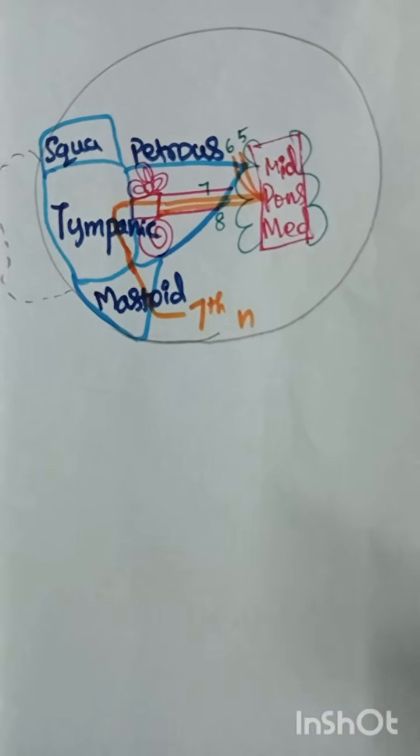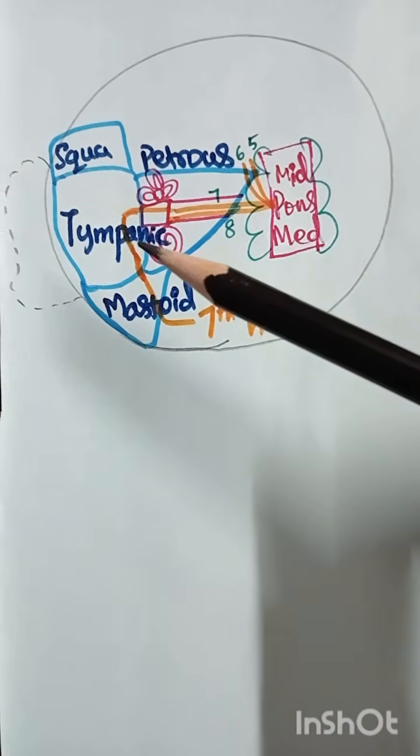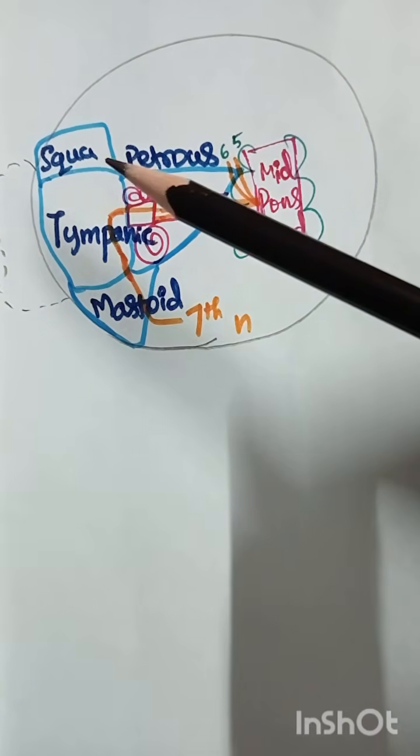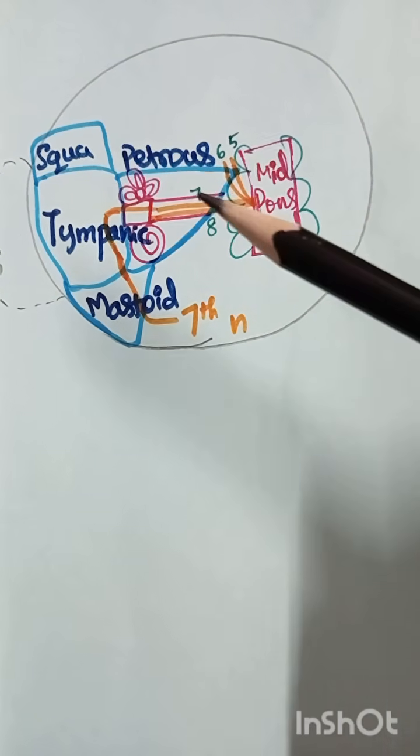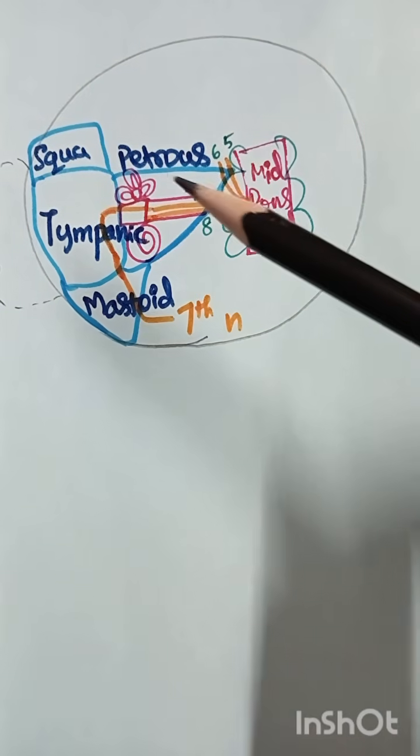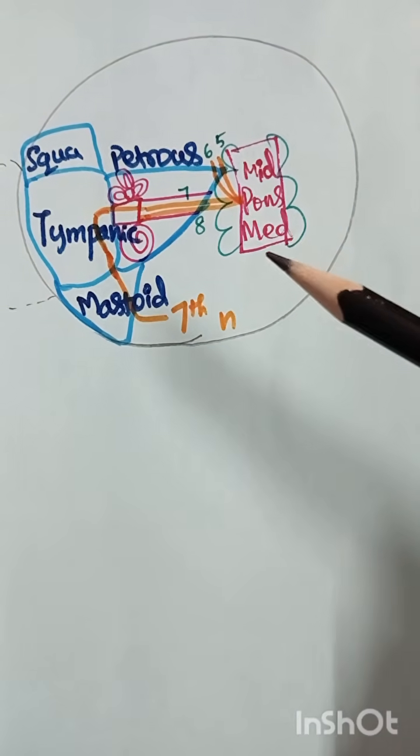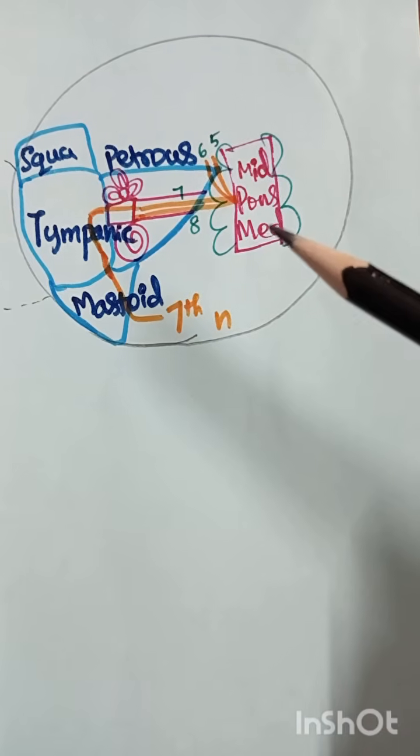In the anatomy of the temporal bone, we have the tympanic bone here, and posterior to it is the mastoid bone, and above is the squamous temporal bone, and the sleeve-like structure is called the petrous part of the temporal bone. And medial to the petrous bone is the brainstem, having the midbrain, pons, and medulla.